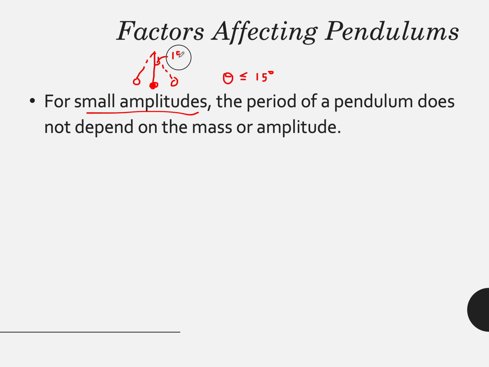If you go much beyond that, something weird happens, and it turns out the period does actually get affected by the amplitude. The greater you swing it out, the greater the period gets, and that's not what we want with the simple harmonic oscillator. We want these things to actually have the same frequency or period.